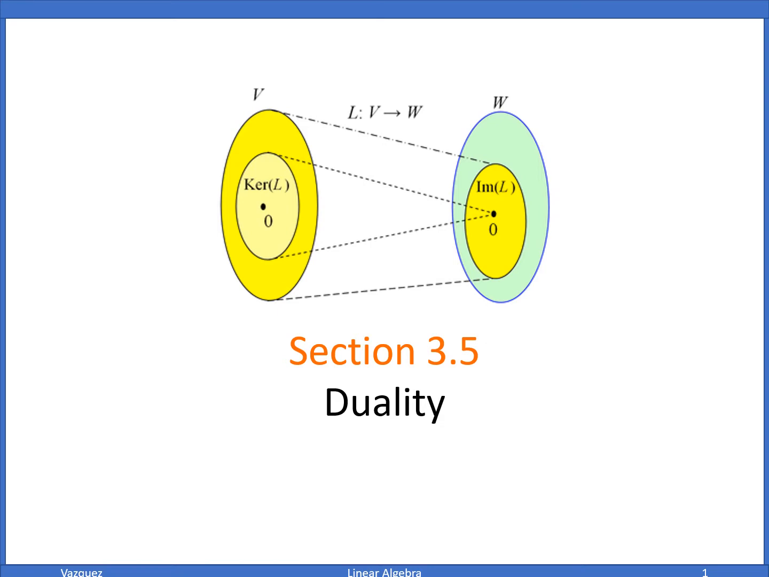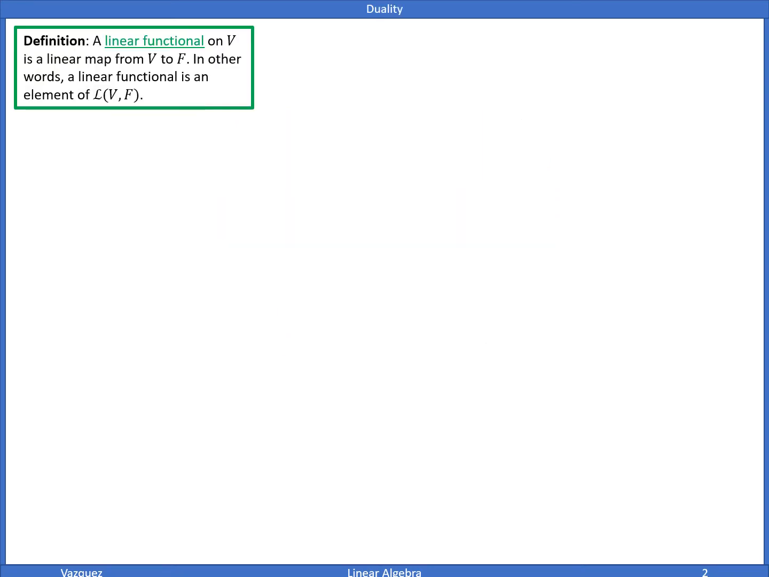So we'll start with duality. First things first is we're going to define what a linear functional is. Now you should be familiar with linear functionals. Maybe you've never really heard of it being defined like this, but a linear functional on V is a linear map from V to F. In other words, a linear functional is an element of the vector space of the linear maps from V to F.